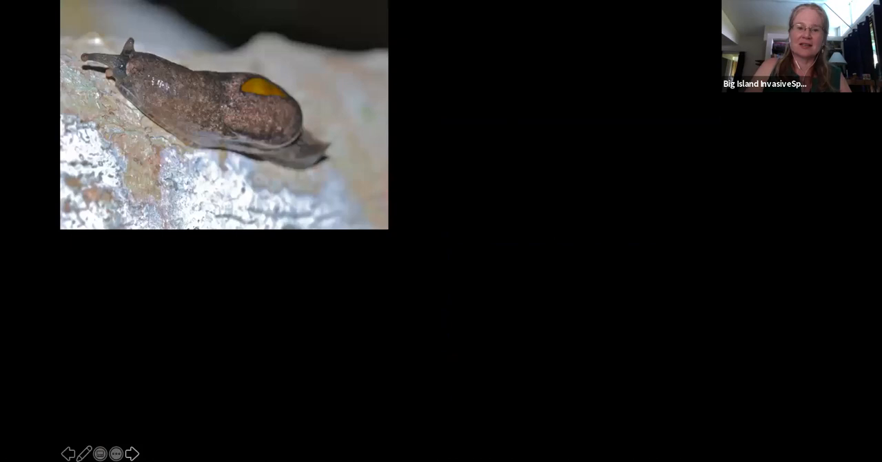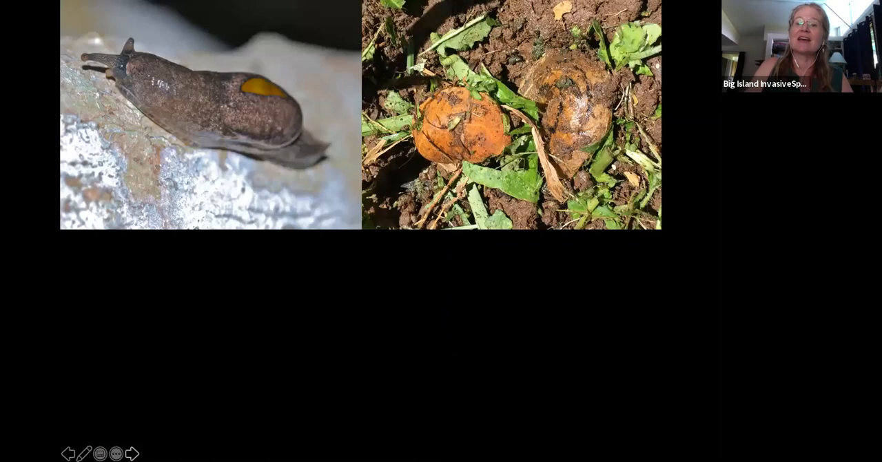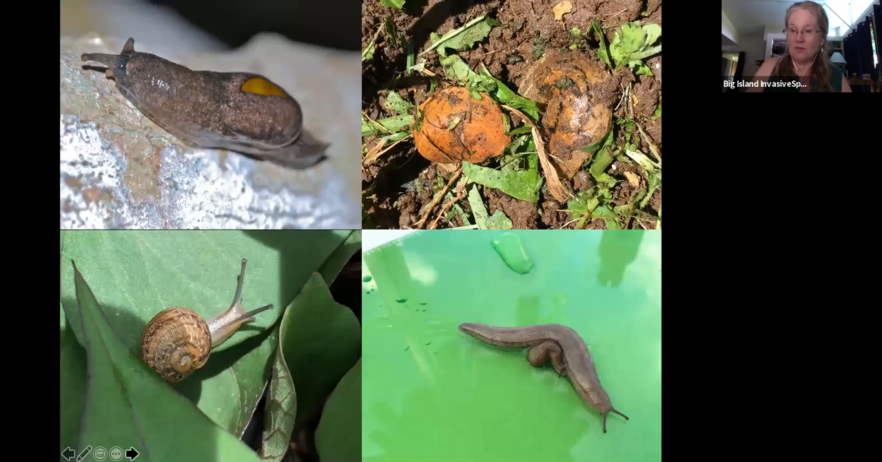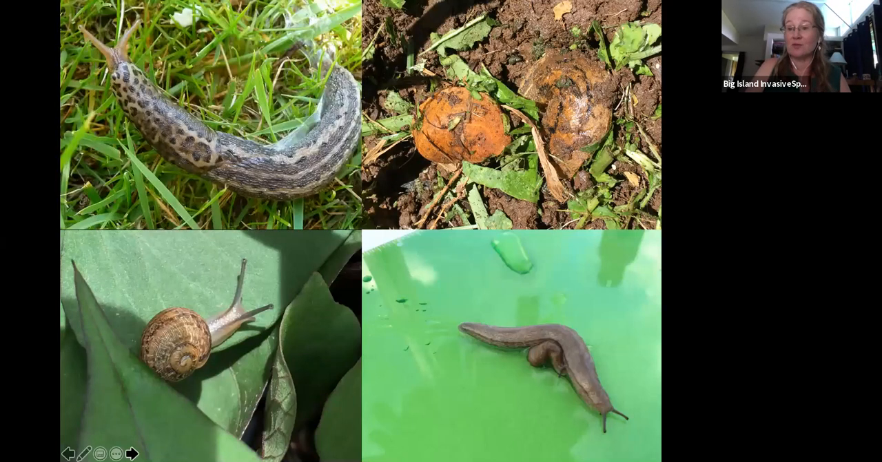So before I go to the next, I'll finish up with this. We know that the semi-slugs are a really good vector, but I want to say that any slug or snail can carry rat lungworm, including our natives, which are endangered. So it's pretty unfortunate. That's one more risk or threat to our native snails, but any slug or snail has the potential to carry rat lungworm.